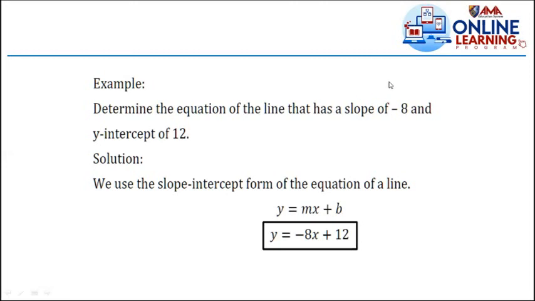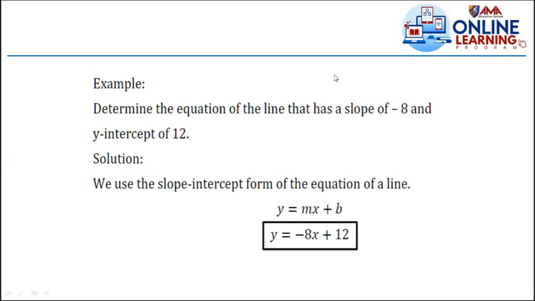When the slope is inclined like this, we have a positive slope. When the slope goes like this, we have a negative slope. For this one, it's -8. So the direction of your slope is going like this one. If it is positive, it goes like this.